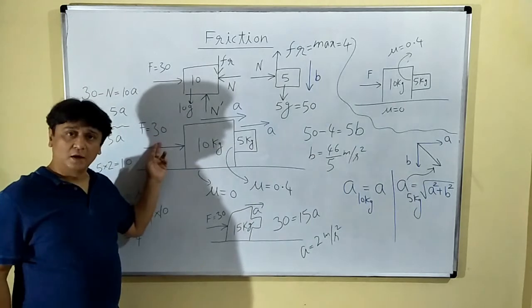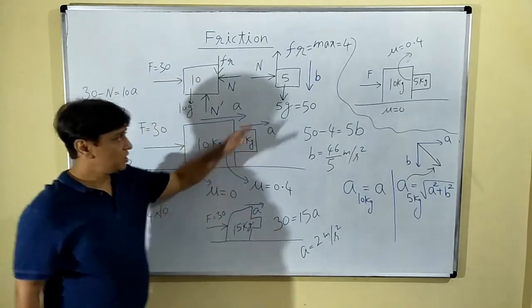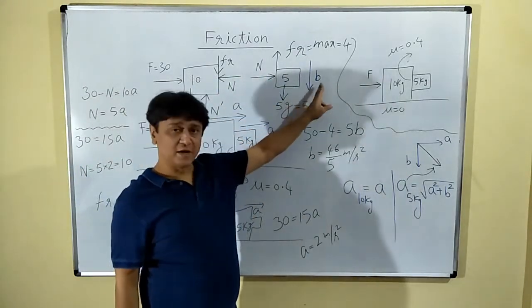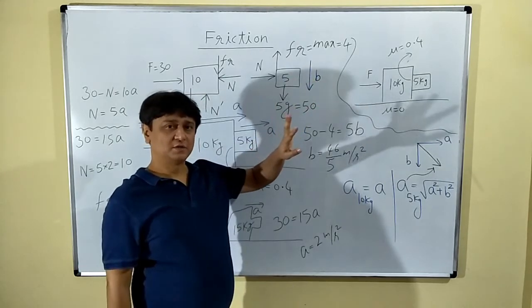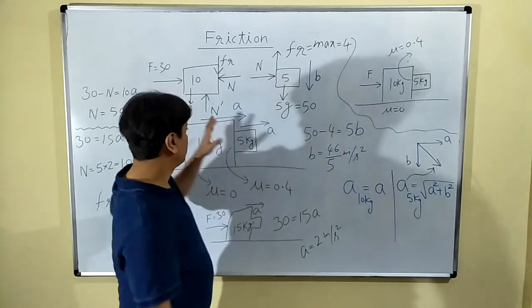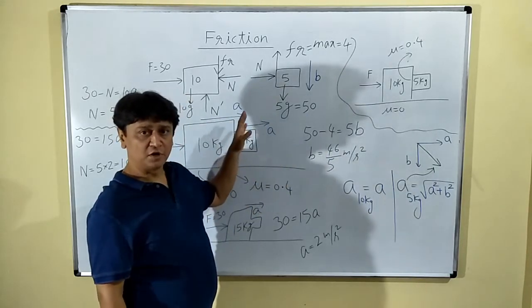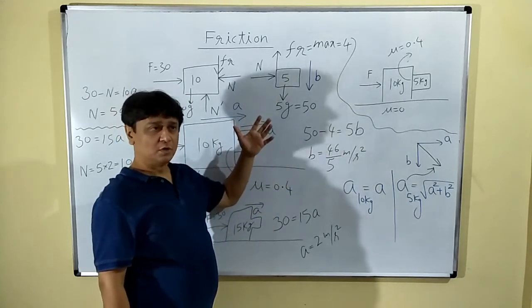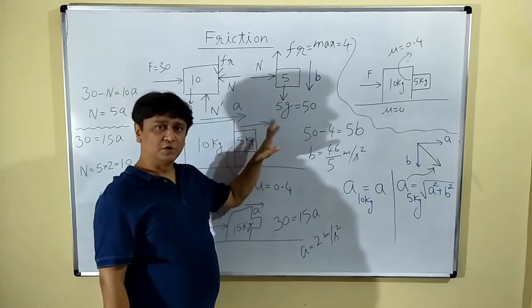Jab 30 tha toh 5 kg is coming down. Question says, what is the minimum you should apply? Tumne dekha 30 par neeche aa raha hai, 40 par neeche aa raha hai. Suppose 48 par neeche aana ruk gaya.